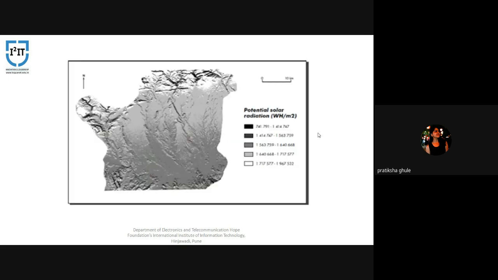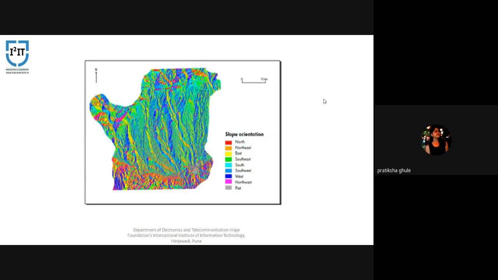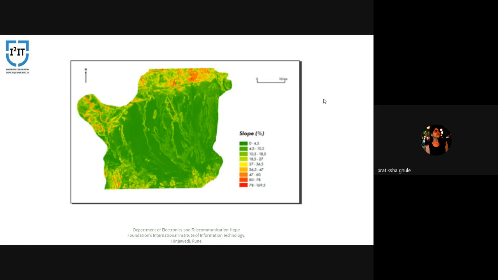Then here you can see the potential solar radiation ranges. Here it's darker, in the north direction it's more dark, and a bit lighter also. Now you can see the slope orientation, like in the north, northeast, east. The indicators we already discussed. Then here you can see the slope, where the slope is and what the percentage of slope is.